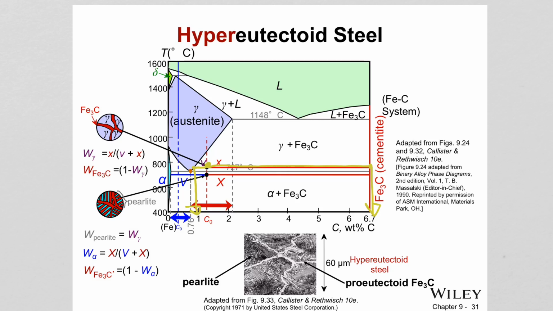And if we want to know the composition of alpha and cementite inside the pearlite, we need to use the lever rule again.